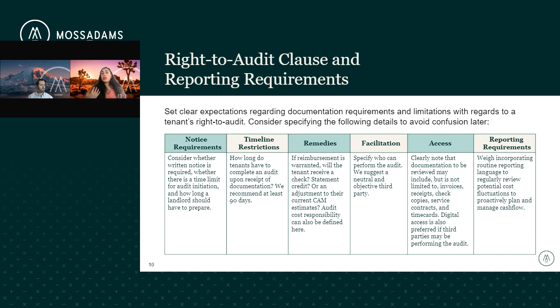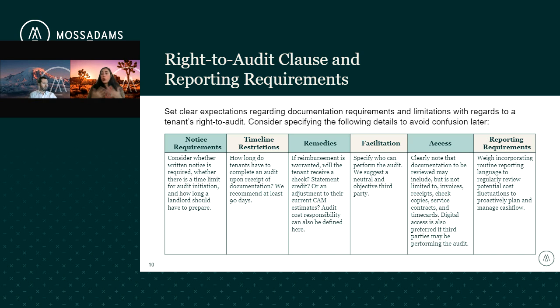For remedies, what does it look like if money is found to be owed back to the tenant? Or if by some happening, maybe the tenant underpaid. Maybe that is also found to be. What does the remedy look like? Is it a credit to the tenant statement? Is it a check? Is it a reduction in the current estimates? Some people may just want a check, but for whatever reason, a landlord may not feel that that's the way they want to go. Make it clear.